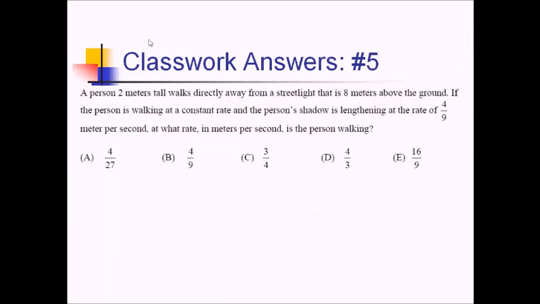For this problem, we have a person 2 meters tall walking directly away from a street light that's 8 meters above the ground. If the person's walking at a constant rate and the person's shadow is lengthening at the rate of 4/9 meters per second, at what rate is the person walking?